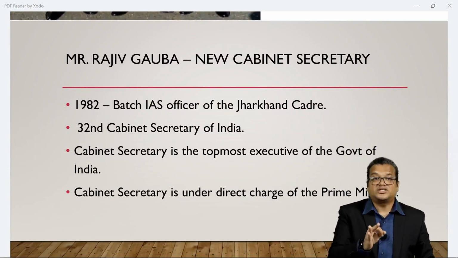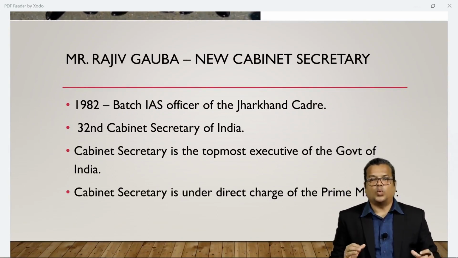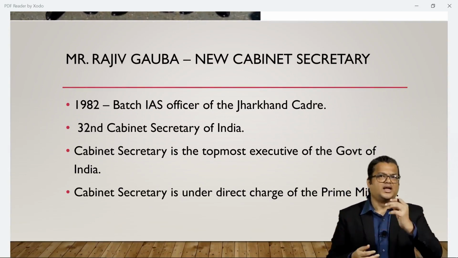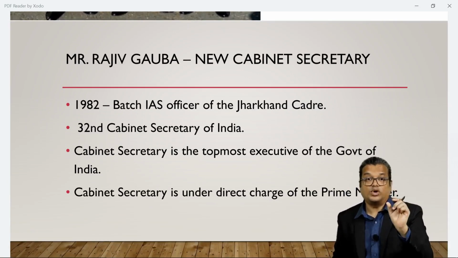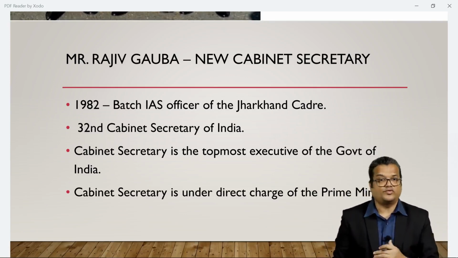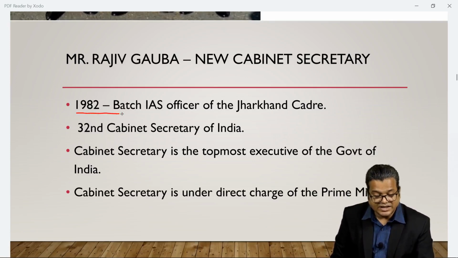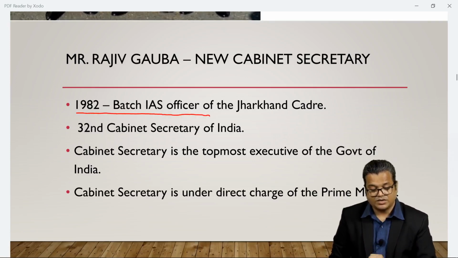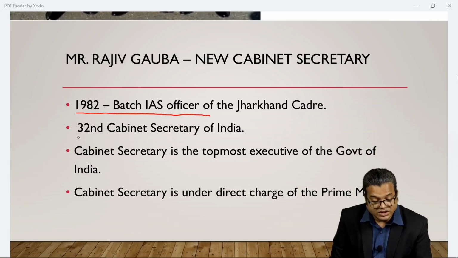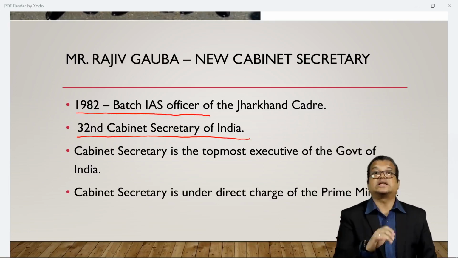Appointment of Mr. Rajiv Gauba as what? Cabinet Secretary. Now, what precisely is this Cabinet Secretary? Let's first throw some more light on this appointment of Mr. Rajiv Gauba, and then we will move forward. So, who is Rajiv Gauba? He's a 1982 batch IAS officer. He happens to be the 32nd Cabinet Secretary. So, tell us more about what is this Cabinet Secretary.